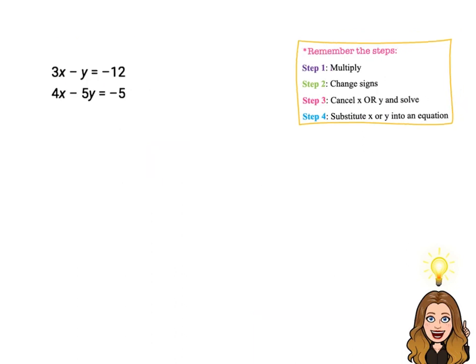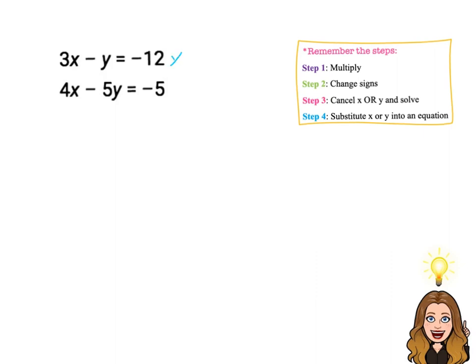And last but not least, we're going to look at this simultaneous equation here. And again, like the last one, it's kind of more straightforward, because I can automatically see that if I just multiply the top equation by 5, I'll have a 5 in front of my y, and I'll be able to cancel. Okay, so let's multiply across by 5.